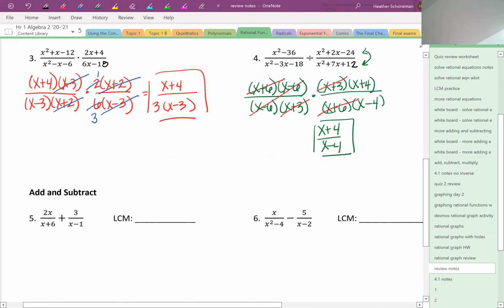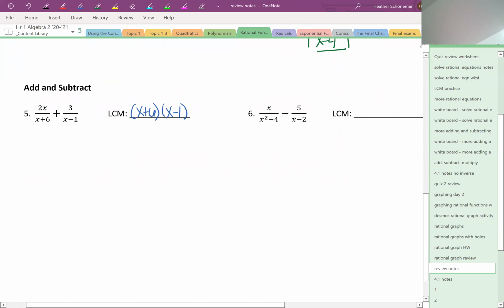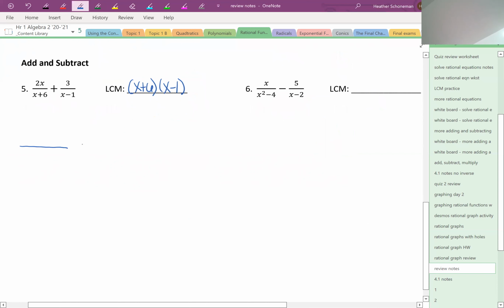All right, number 5, we want to be able to add and subtract. And to do that, we have to have 2 fractions that have the same denominator. And right now they don't. So I'm going to make their denominator the least common multiple, which in this case is x plus 6, x minus 1. So now I'm going to write 2 fractions that have the same denominator, x plus 6 times x minus 1.